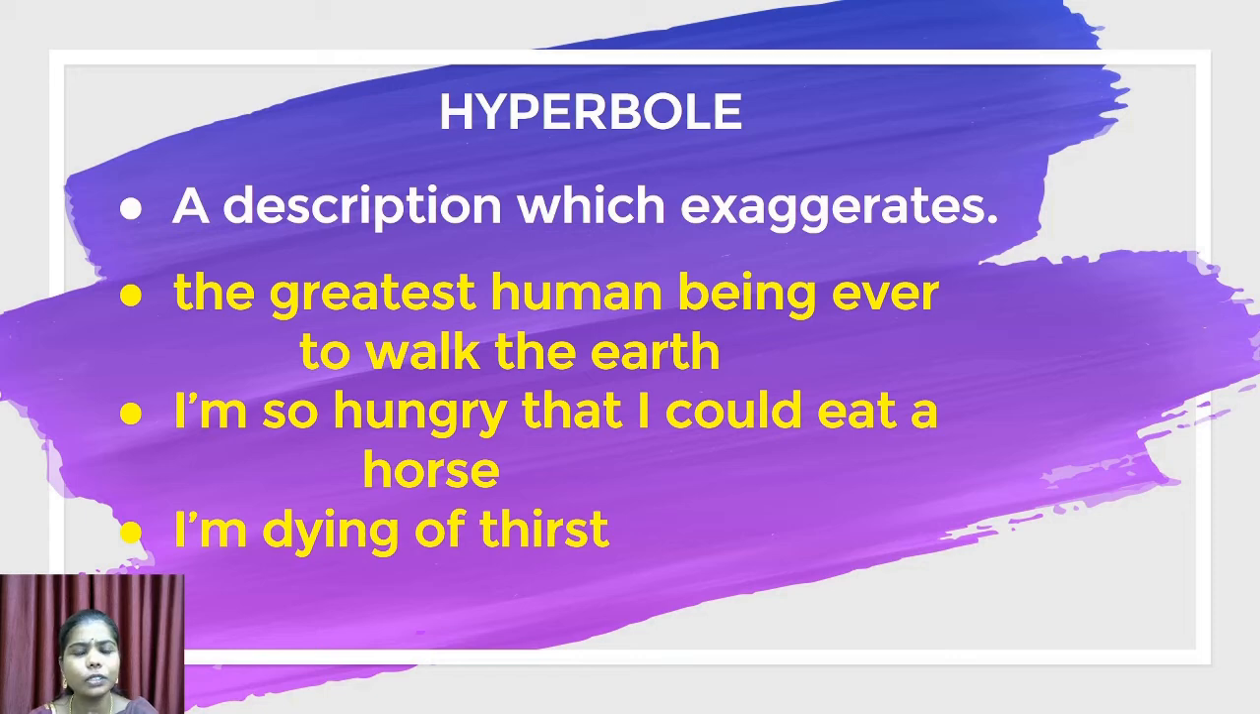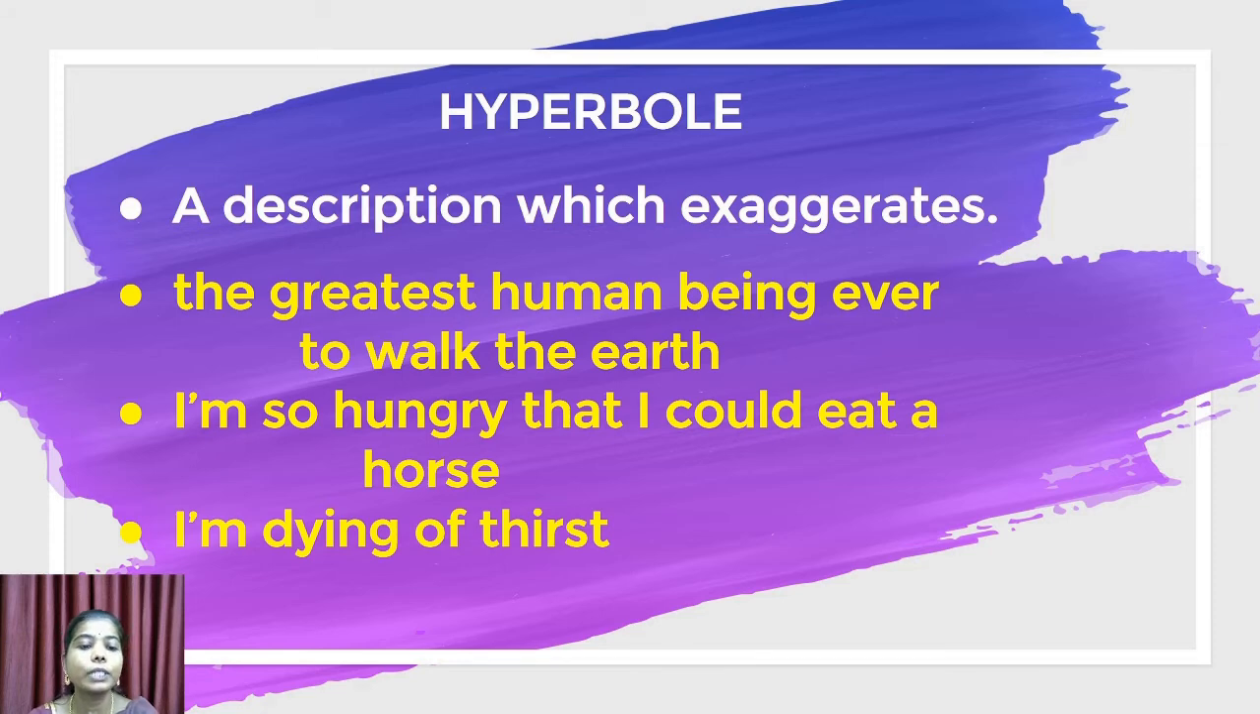So there is no such human being in this world, but we exaggerate that particular person. We want to show the love that we have for someone. So that's why we use this phrase. And in the next example, I'm so hungry that I could eat a horse. So this person is really hungry, so hungry that he would eat a horse, because of his starvation. That's an impossible thing. So here the writer is trying to exaggerate the starvation of that particular person.